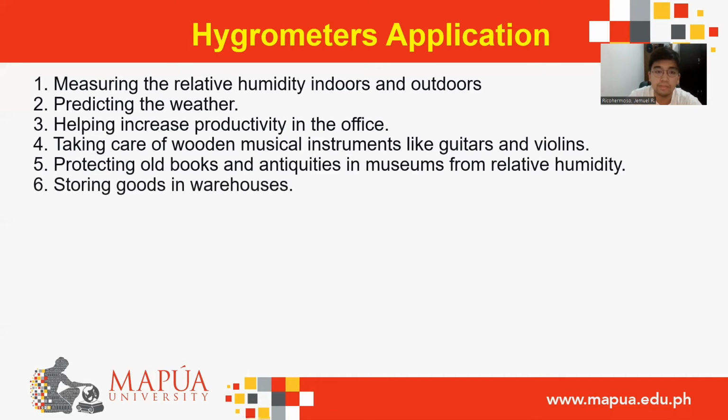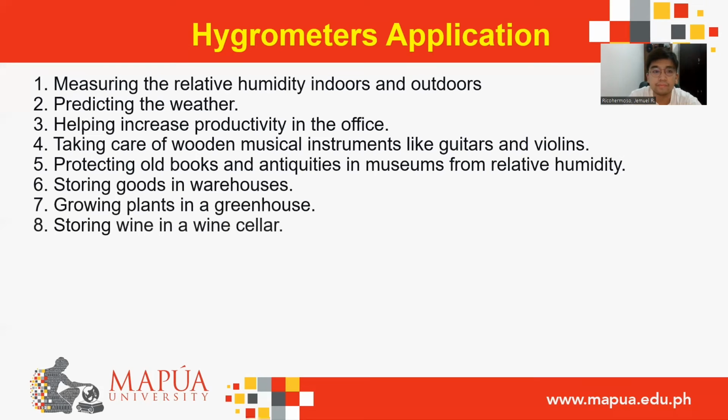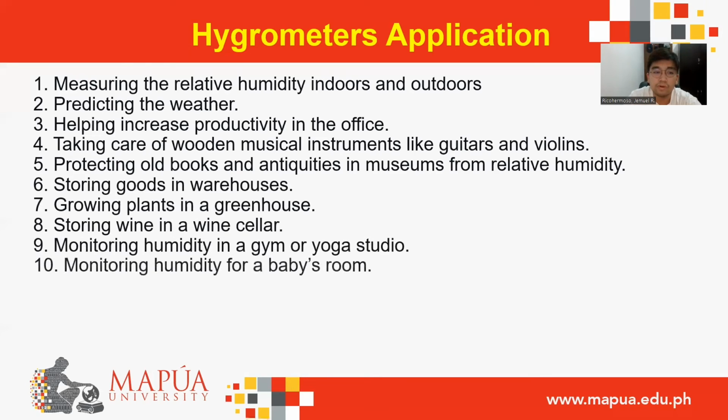Six is storing goods in warehouses. Seven is growing plants in a greenhouse. Eight is storing wine in a wine cellar. Nine is monitoring humidity in a gym or yoga studio. And ten is monitoring humidity for a baby's room.